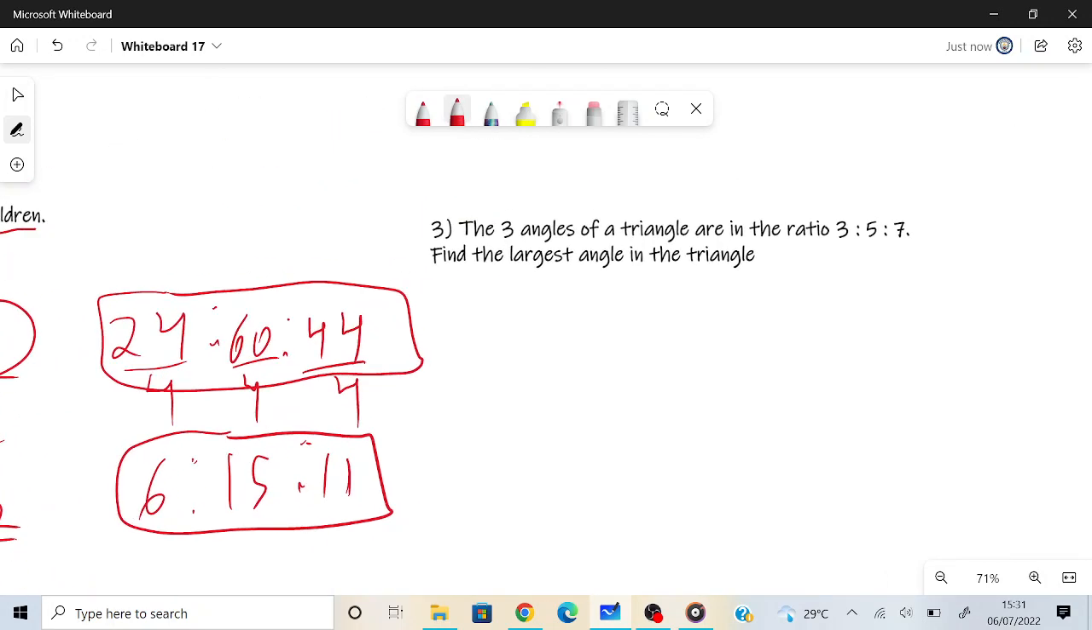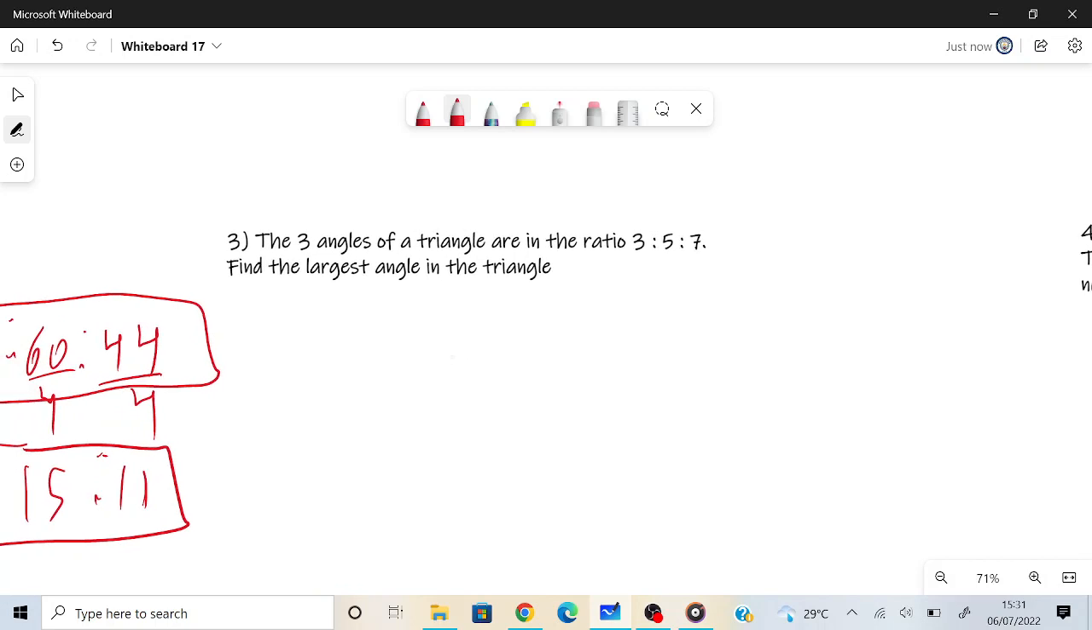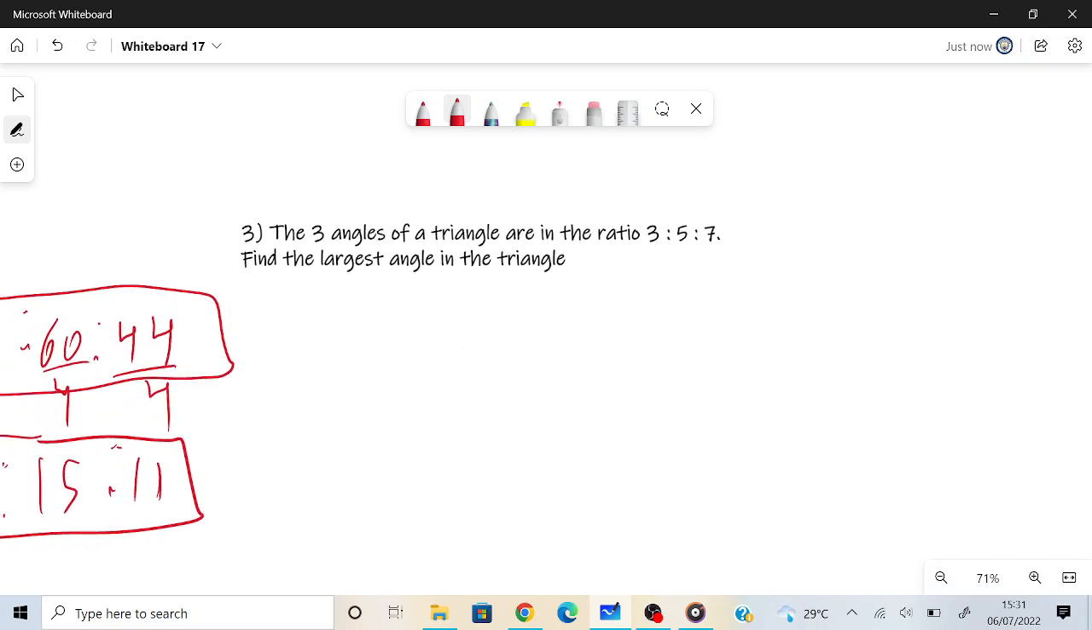On to the next example. Right, this one says the 3 angles of a triangle are in the ratio 3 to 5 to 7. Okay, good to know. Find the largest angle in the triangle. Okay, so it says the 3 angles of a triangle are in the ratio 3 to 5 to 7. Find the largest angle in the triangle.